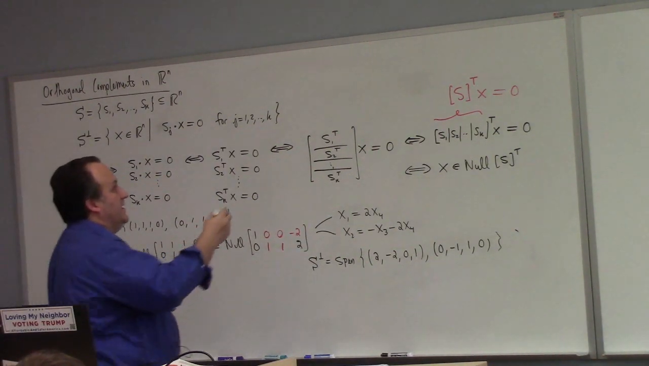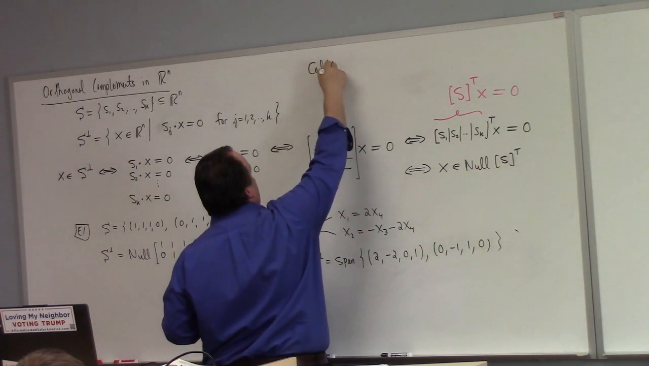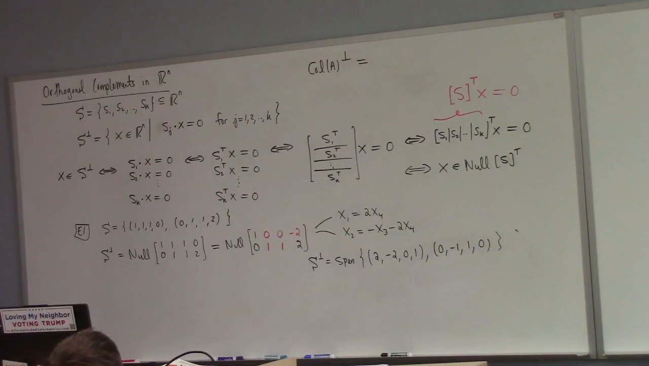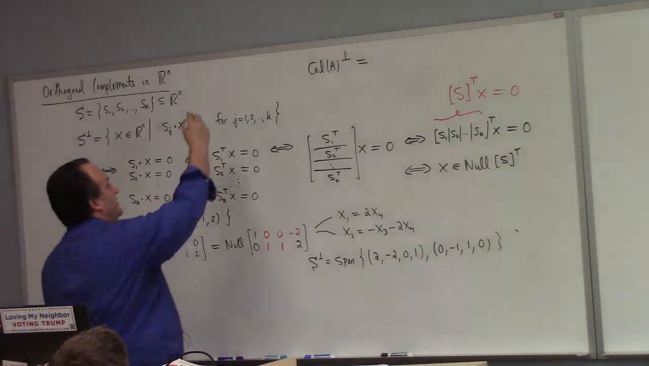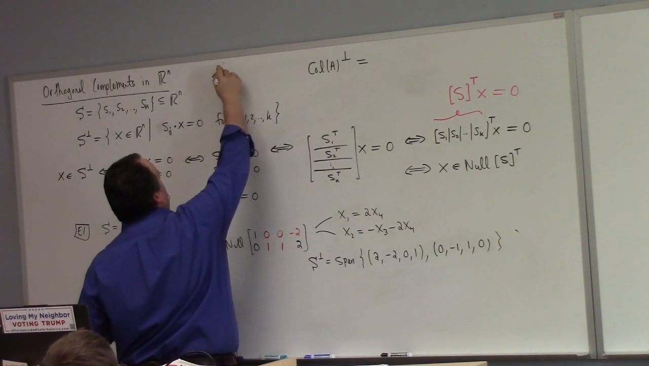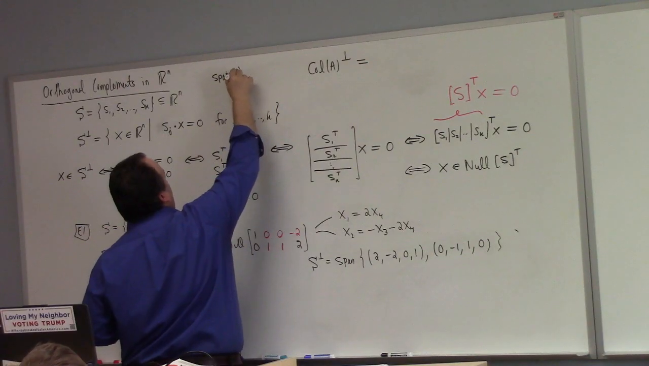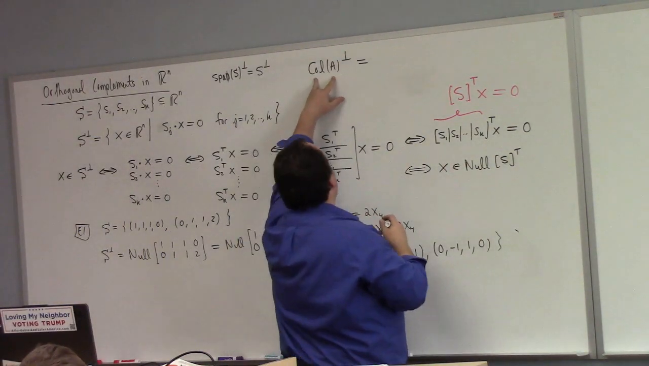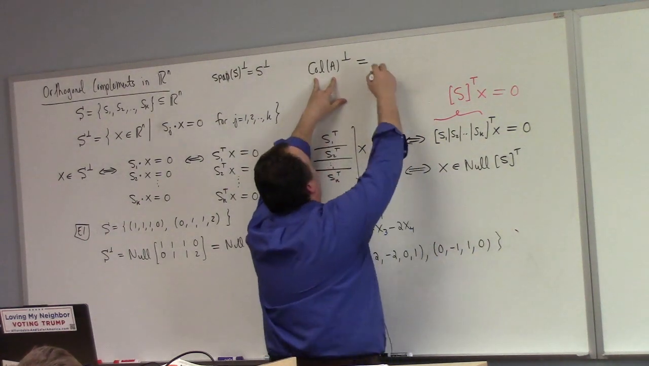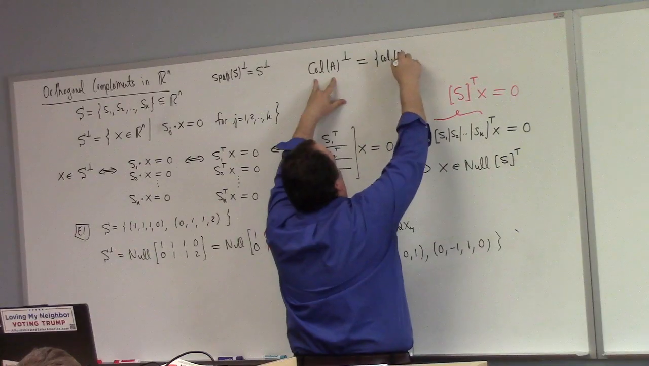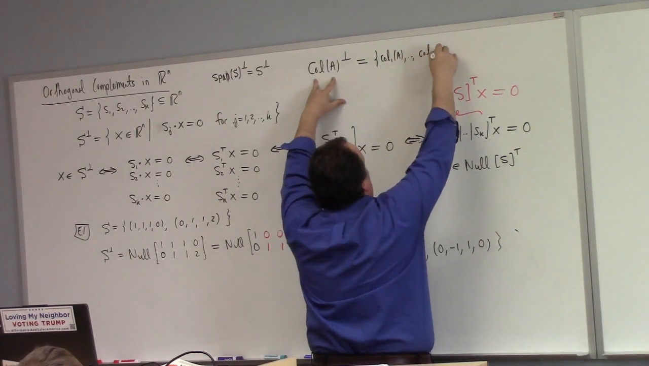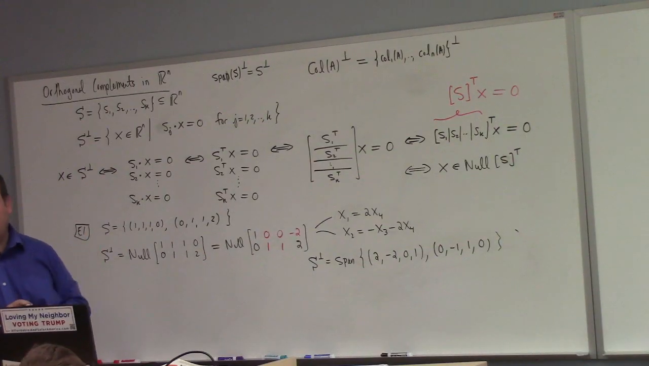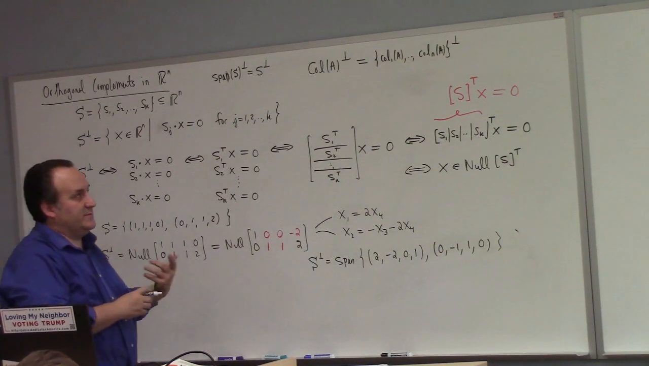So, application of this: what's the perp to the column space of A? Remember, we have this result that the span of S perp is equal to S perp. So you could just look at the columns of A, right? That's a generating set for the column space, right? Because the perp generates the span, you don't need it. But applying this result we just worked out, what is this?